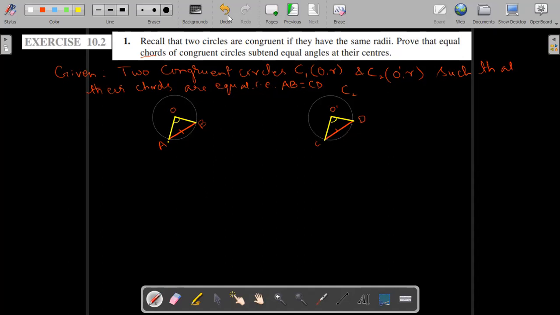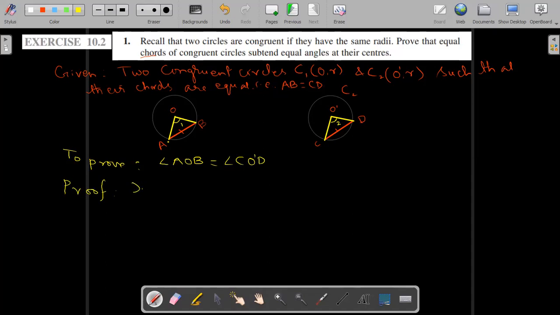So we cannot show these two angles. We can give only numbers 1 and 2. Got it? So what we have to prove? We have to prove that angle AOB is equal to angle CO dash D. It is similar to what we have done in the theorem. Again, the SSS theorem is applied here. All the three sides of these are equal.